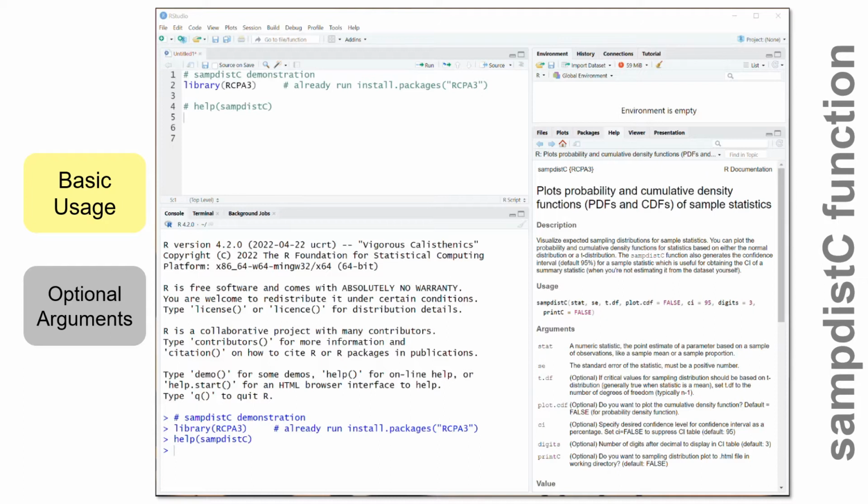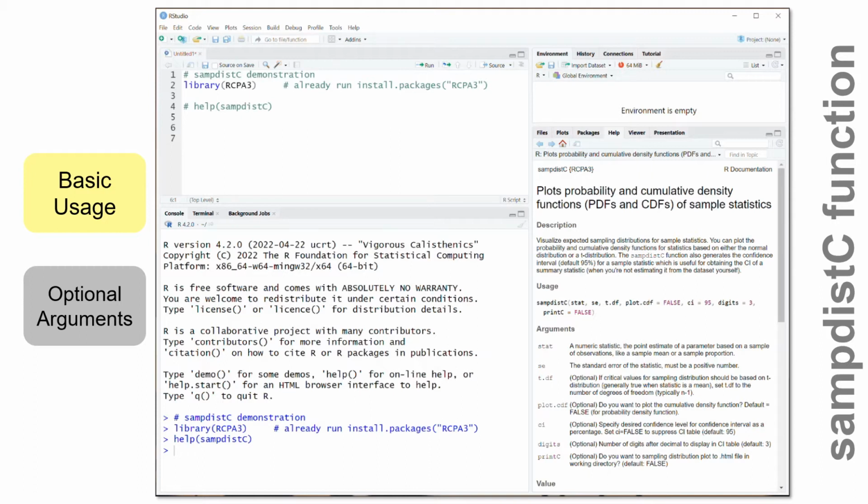I'd like to show you how to use the sampdistC function in the RCPA3 package. Before the video started, I've installed the RCPA3 package, used a library command to load it in this session, and then ran this help sampdistC command to pop up the documentation for the function in the help pane over in the lower right. So this function really isn't used for analysis directly per se, but it can be very useful to help you understand the results of your analysis or what you're looking at in an analysis, especially when you get into inferential statistics.